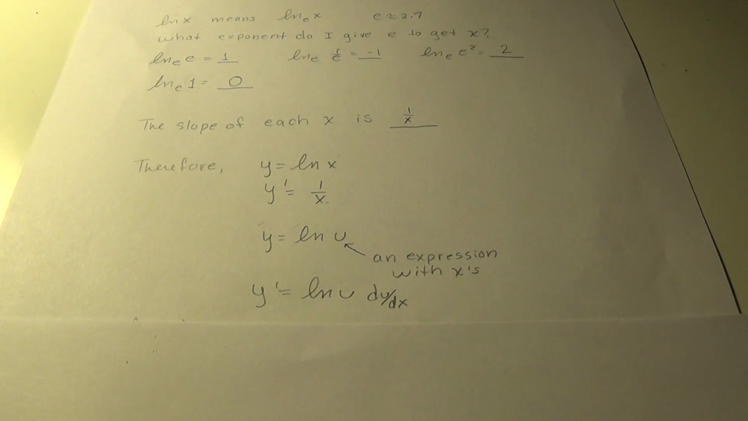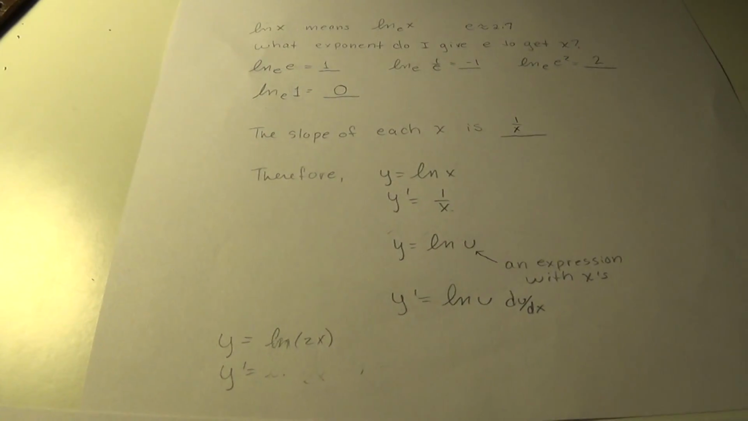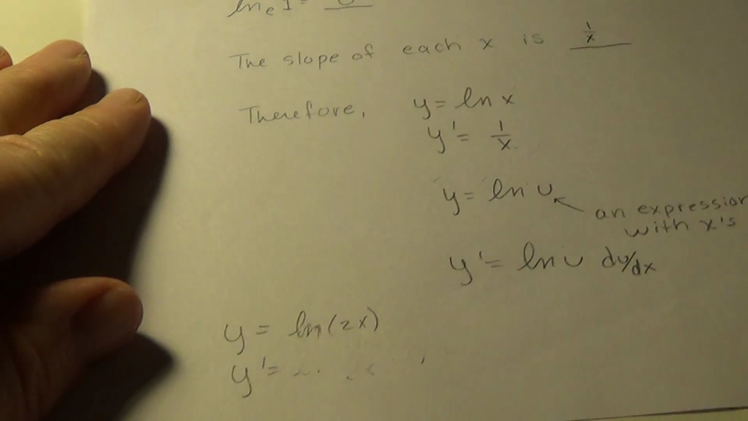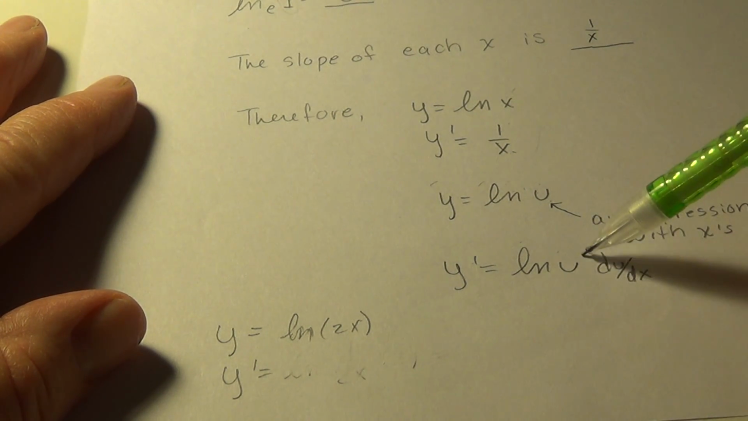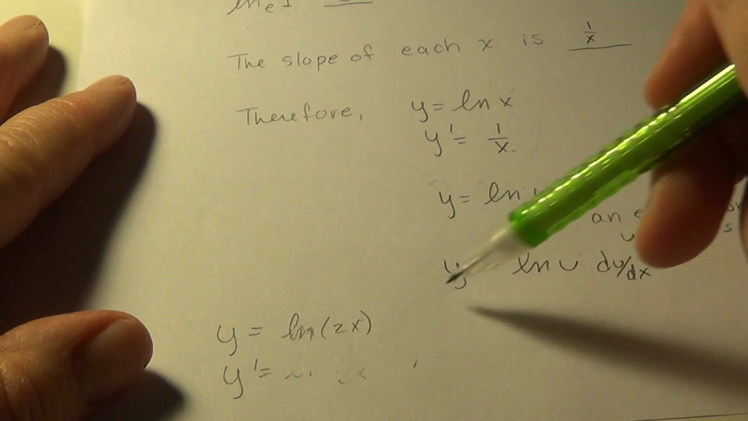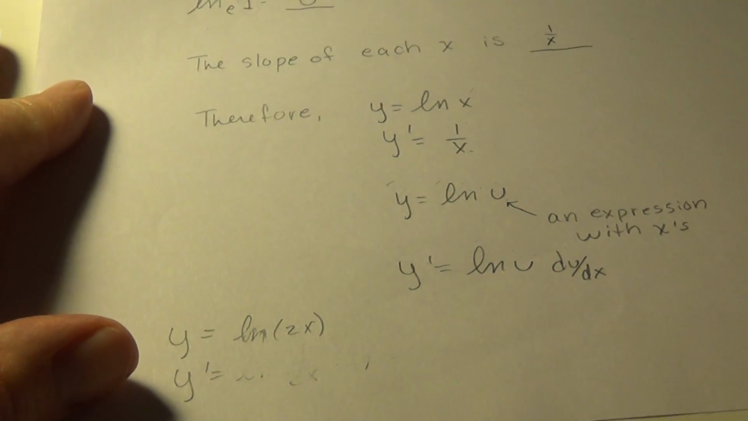So let's talk about a couple of those in action. Just a couple. You'll get plenty of practice. So let's look at y equals ln of 2x. That's our u. It is an expression in x. So the derivative of, what am I saying here?